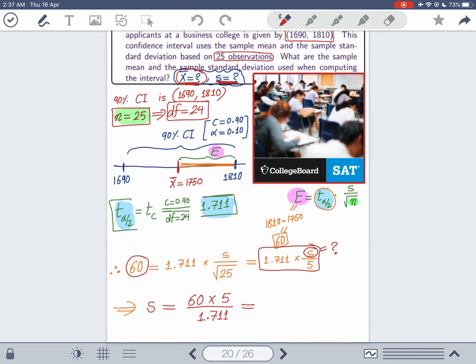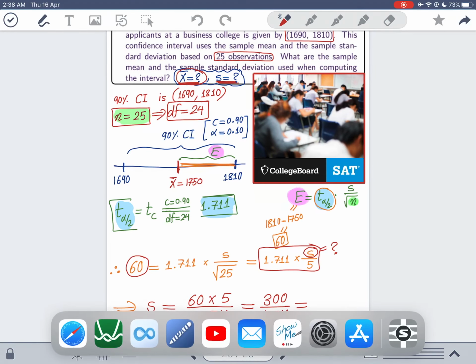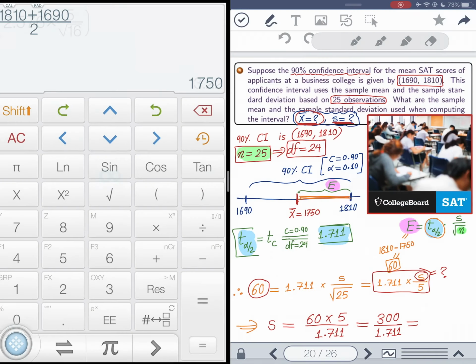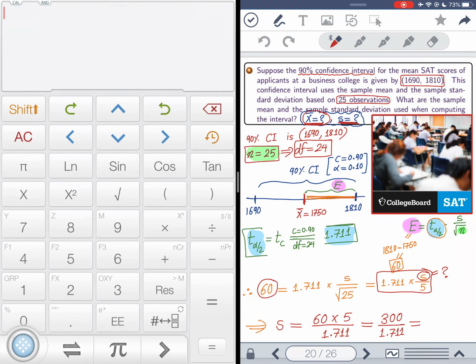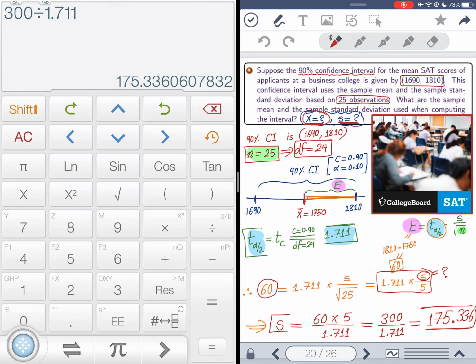So do this. 60 times 5 is 300. I know this, it's simple, over 1.711. This I need a calculator for. So let's see what it will be. So 300 divided by 1.711 equals. So this means it's 175.336.